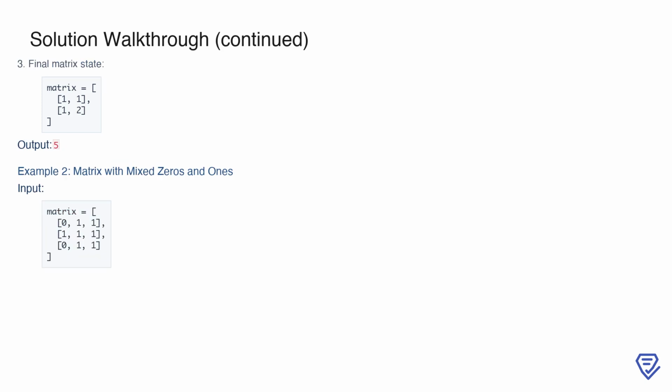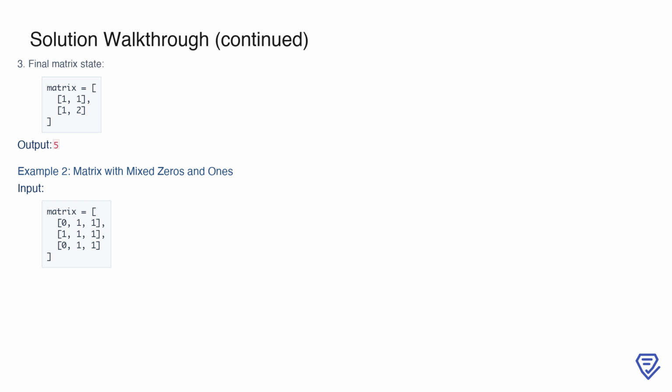After processing the entire matrix, its state is updated to reflect the sizes of the largest squares ending at each position. The final matrix becomes 1, 1, 1, 2, where the bottom right corner indicates the presence of a 2 by 2 square. The total number of square submatrices is 5.